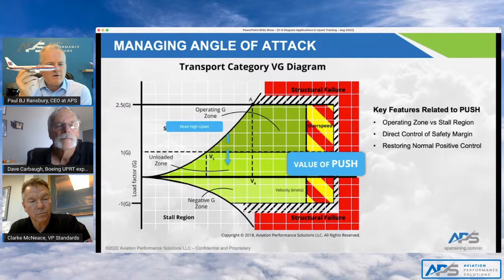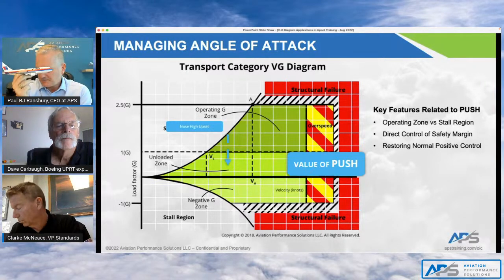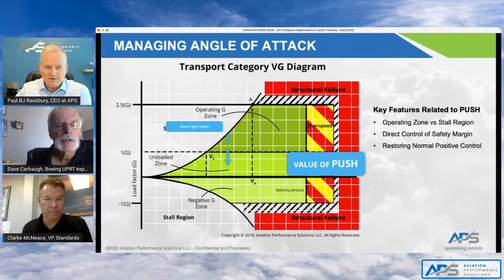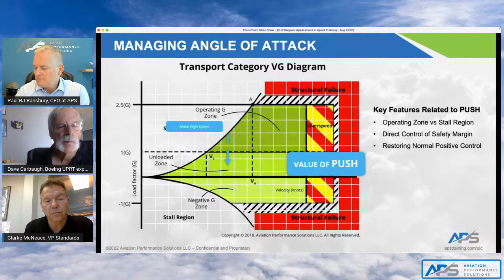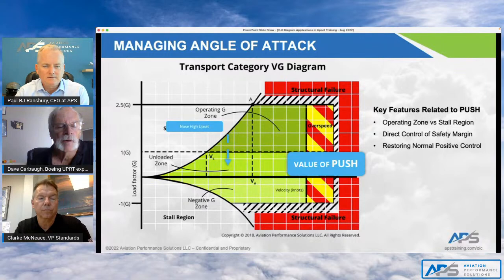So, Dave, why don't we go to you on the nose high upset? Anything to add there on transport category or any pilots in this scenario? Yeah, I think it's important to understand the thrust impact for a nose high situation like that. Those underwing mounted engines, when you add a lot of power, it's just going to push the nose up and cause the airplane to slow down even faster. So the thrust effect for that nose high situation is a big deal for commercial airplanes.